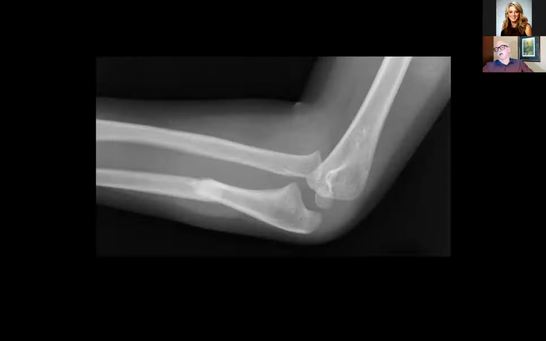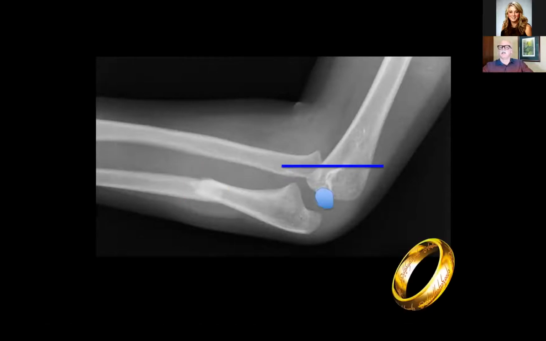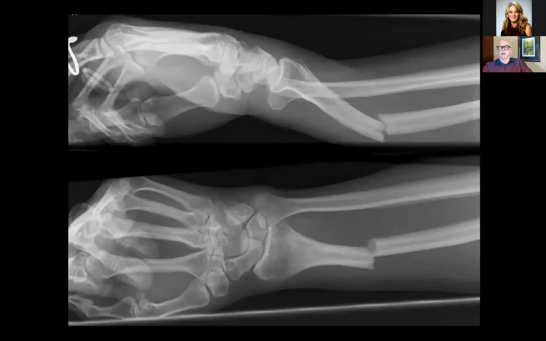Here we have a fracture with dislocation of the proximal ulna. And where is part 2? Part 2 is a dislocation of the radial head. Therefore, the rule of the ring applies.